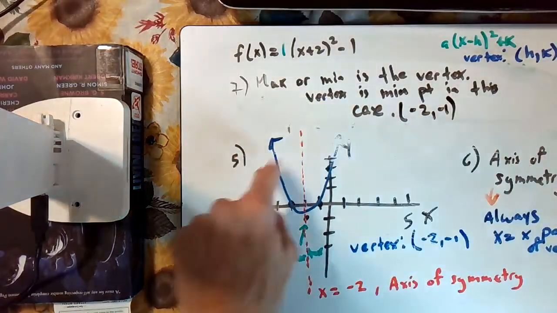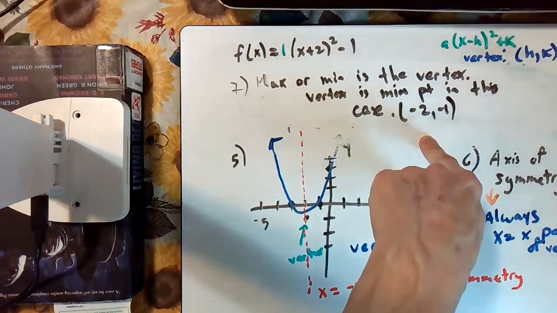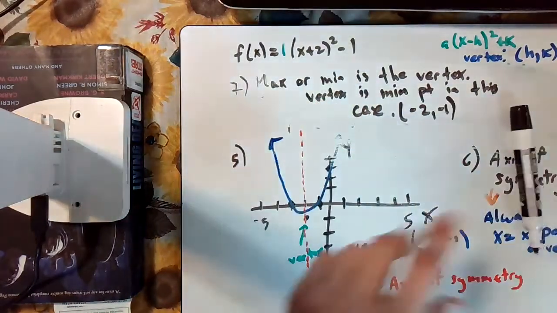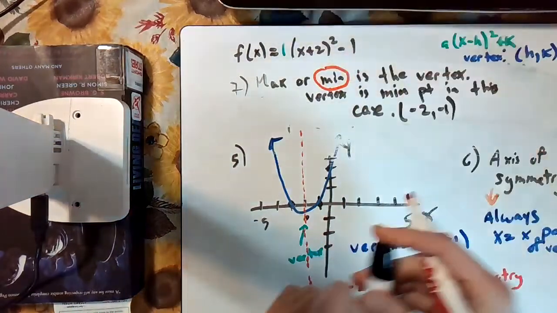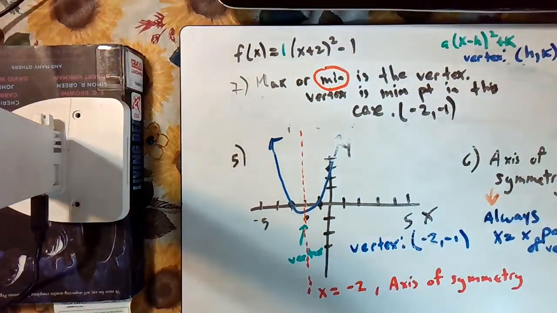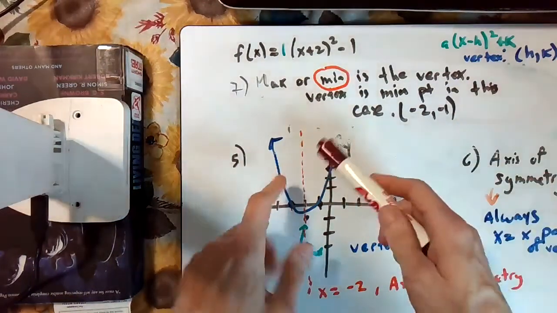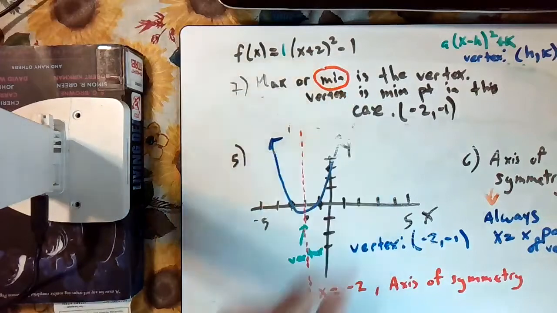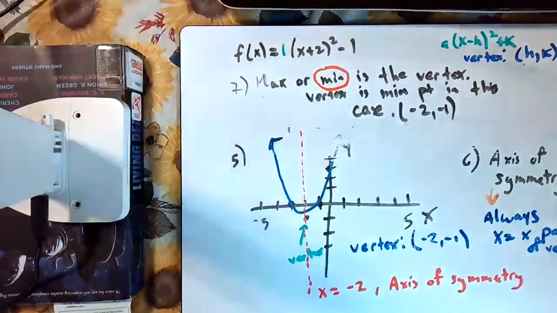If this wound up being the max, like it opened down, guess what? The vertex is still the answer for that, because that's the maximum. It's the max in this case. Parabolas can only have a max or a min. They can't have both together, okay? So in this case, it's the minimum value, which is -2, -1. That is your answer right there.